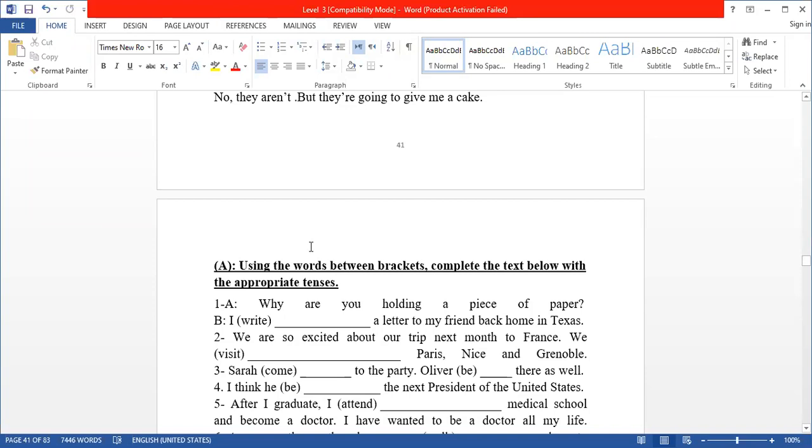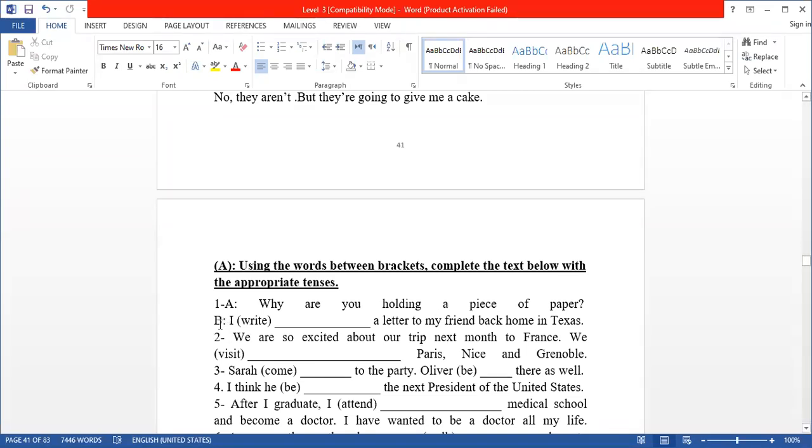Okay, here we are going to use the verbs between two brackets. A: Why are you holding a piece of paper? Why do you grasp a piece of paper? A piece of means an amount of something that has been cut from the rest of it. Paper here is the thin material that you write and draw on.